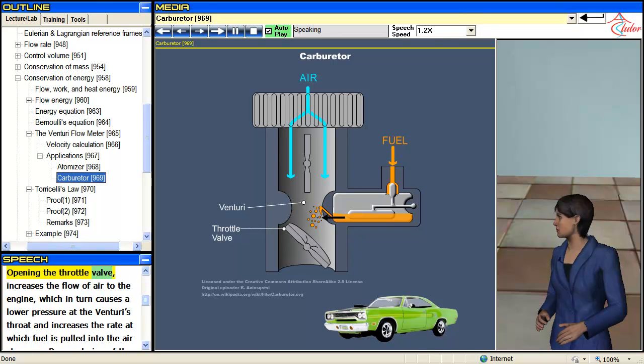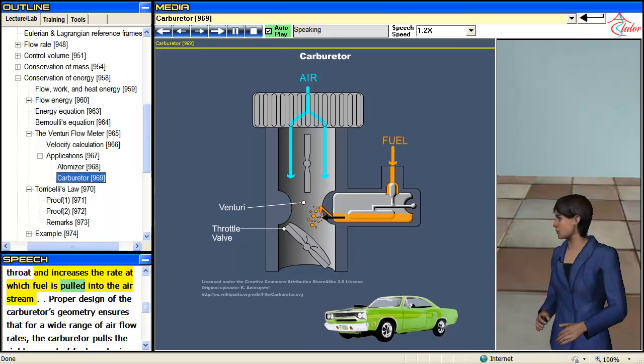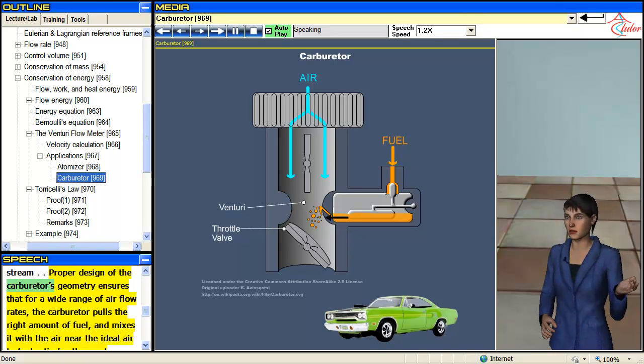Opening the throttle valve increases the flow of air to the engine, which in turn causes a lower pressure at the Venturi's throat, and increases the rate at which fuel is pulled into the air stream. Proper design of the carburetor's geometry ensures that for a wide range of airflow rates, the carburetor pulls the right amount of fuel, and mixes it with the air near the ideal air-to-fuel ratio for the most efficient combustion.